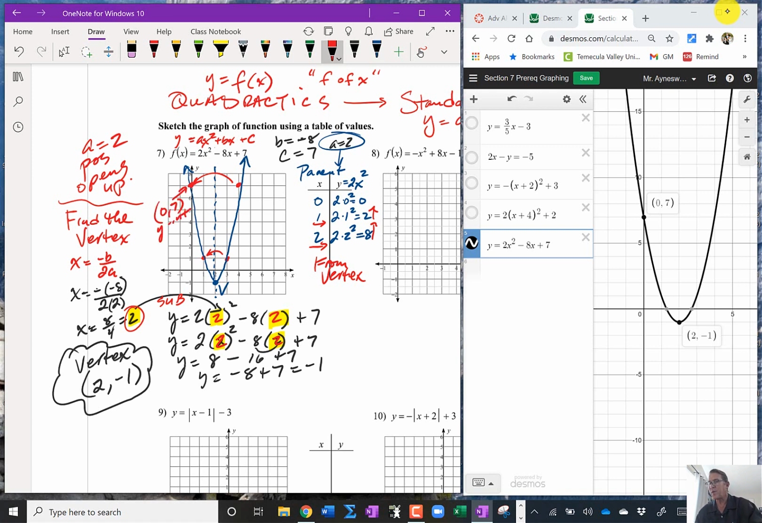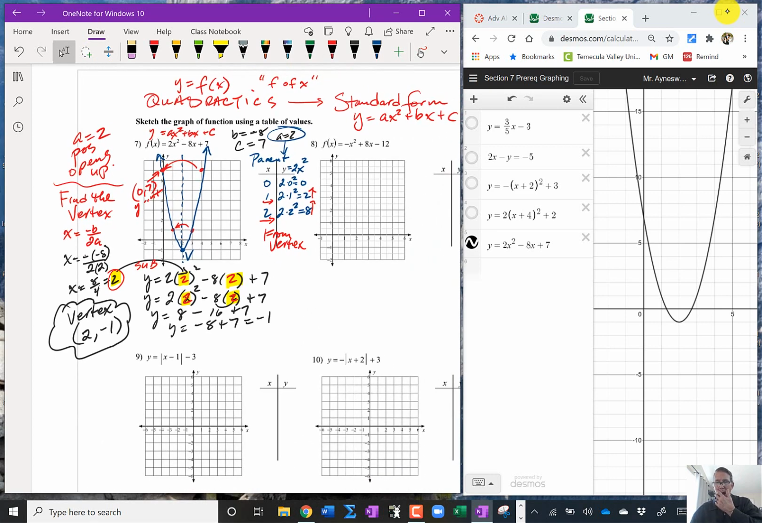So you can check points on the graph using Desmos and then save your work all the time, because you're going to be printing this off and submitting it to me anyways. So keep record of your work with Desmos. And then you can do number 8 on your own.